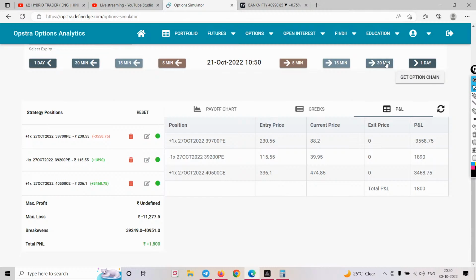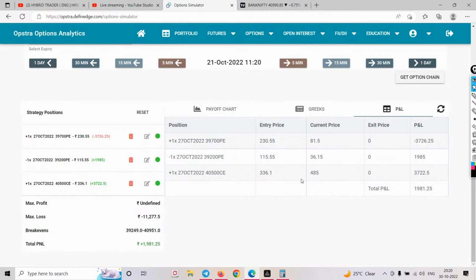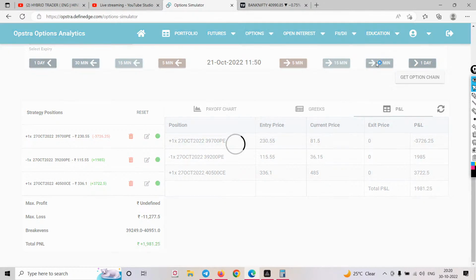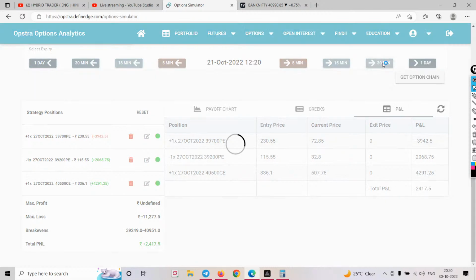Right, 474, next 34. The stop loss has not been met. See, 485. The profit has reduced, and again the profit has reduced. So either it is 420, or we said 450 something, 550. Let me go to 30 minutes. See, 507. Our profit has reduced. Let me go to 30 minutes. I'll just keep trailing this stop loss.